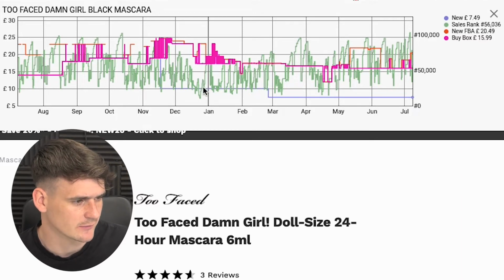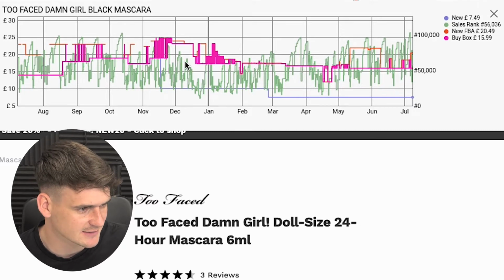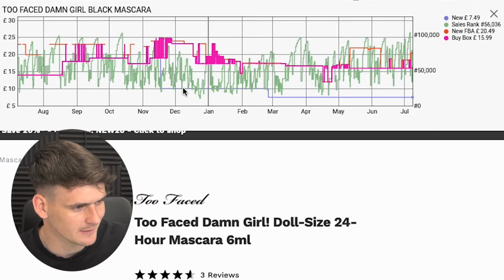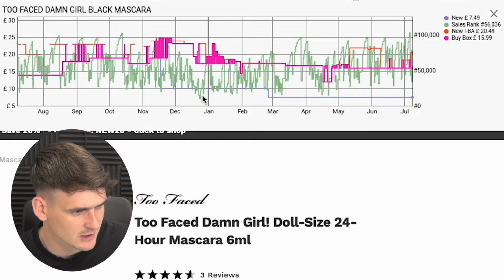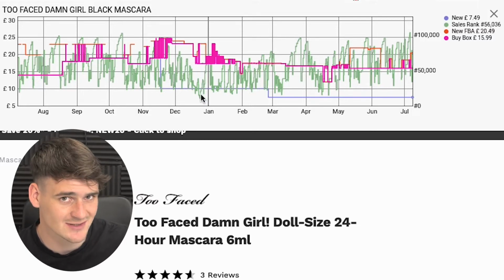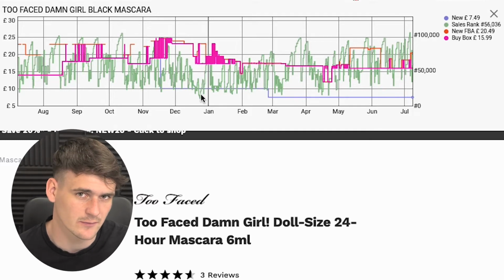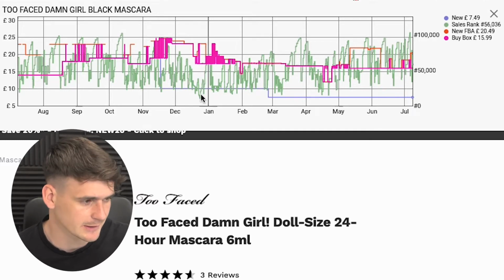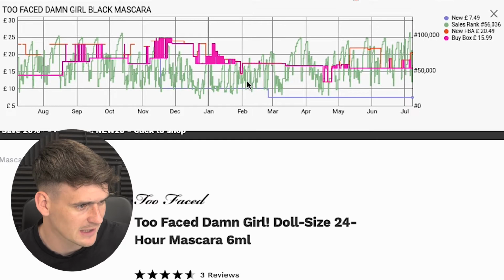The way to look at this line, this green line here, is that drops typically indicate a sale. So when you see the line dropping and going up, that means it is definitely selling. You can see these drops here. The chances are that is a sale. Now that is not an exact science, because there are many things which can affect this sales rank line. We can see this is definitely selling plenty, so absolutely no issues there in regards to sales.